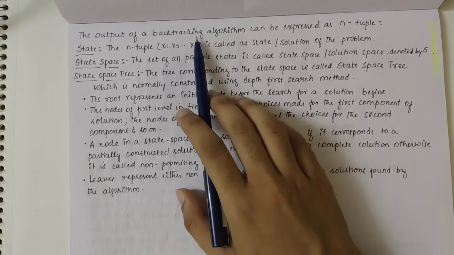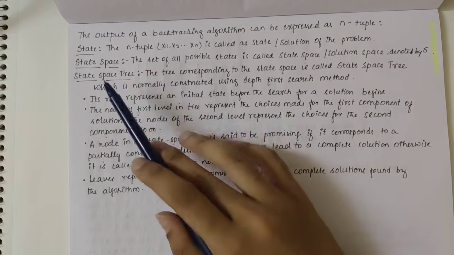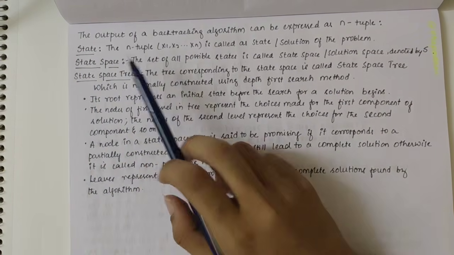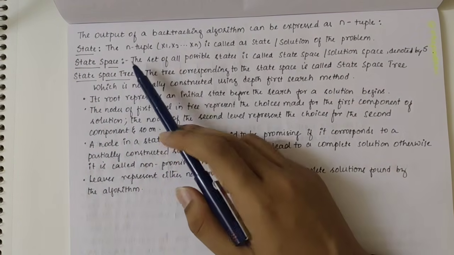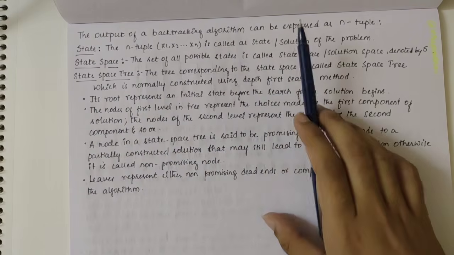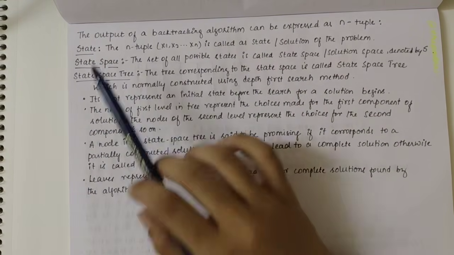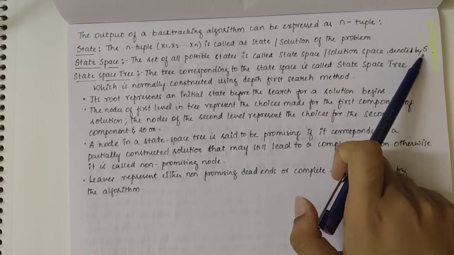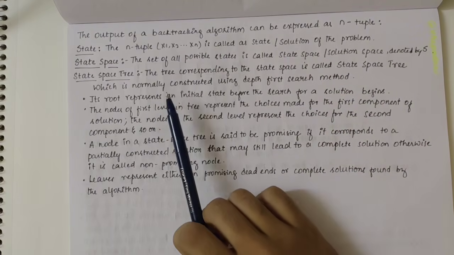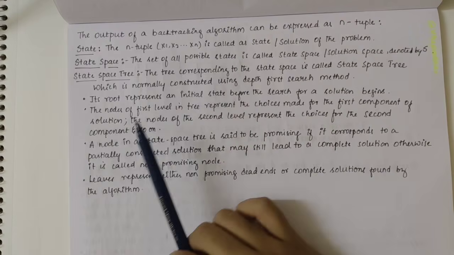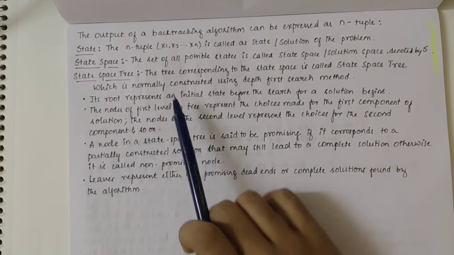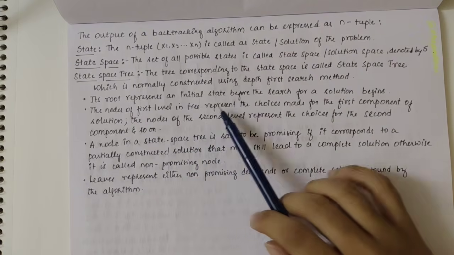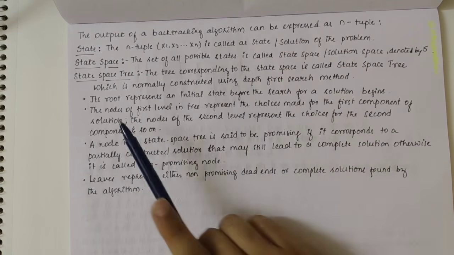The output of a backtracking algorithm can be expressed as an n-tuple. In this we have three main topics to understand. One is the state. The n-tuple x1, x2, ... xn is called a state or solution of the problem. The state space is the set of all possible states, also called the solution space, denoted by S. Then we have the state space tree. The tree corresponding to the state space is called the state space tree. Its root represents the initial state before the search for a solution begins. Nodes of the first level in the tree represent the choices made for the first component of the solution.